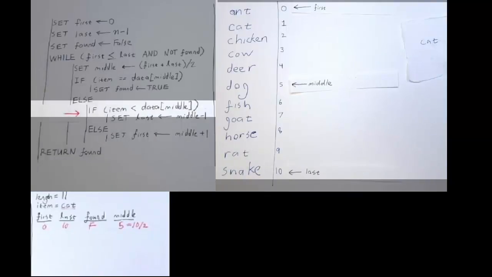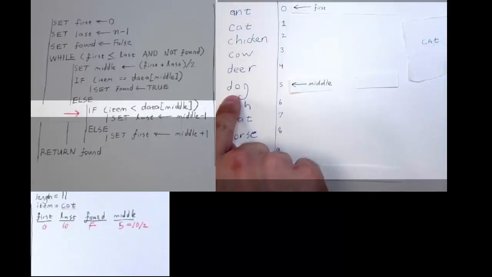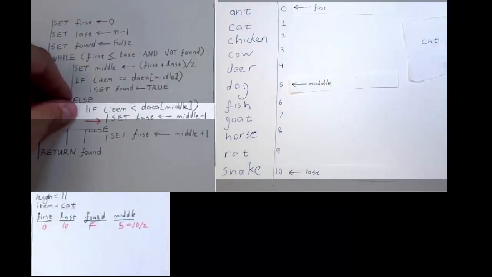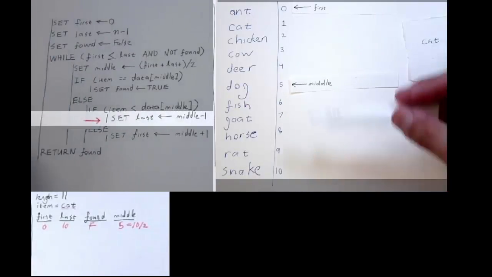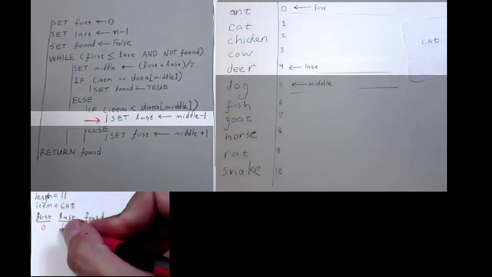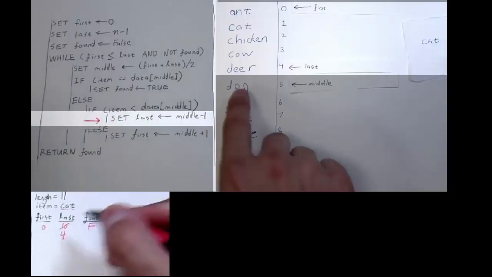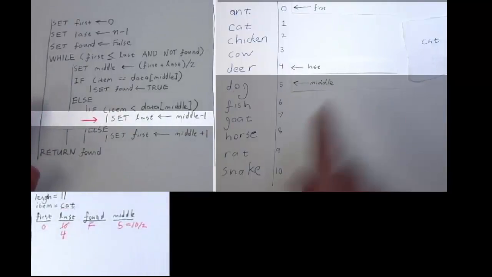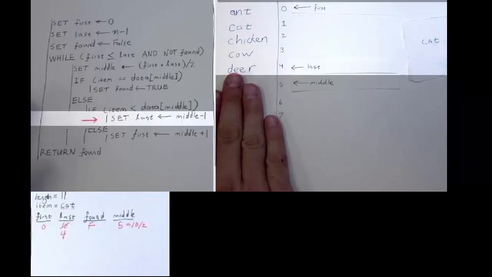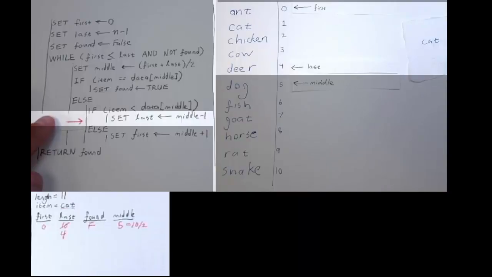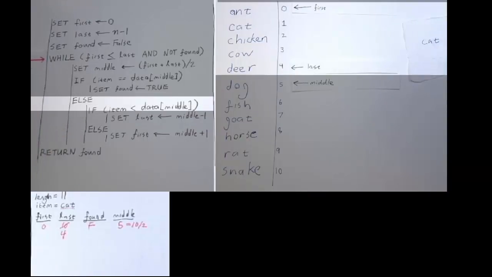Nested inside the else block, it's important that this is nested inside the else block, is a second selection statement. If item is less than data middle, so does cat come before dog in alphabetical order? It does. Then we're going to set last to middle minus 1. Okay? We can rule out middle because we know cat did not equal dog. So we set last to middle minus 1, which means we ruled out everything below deer in this list. Right? That cut off a lot of the work. Okay? We can skip the else block and repeat the loop.